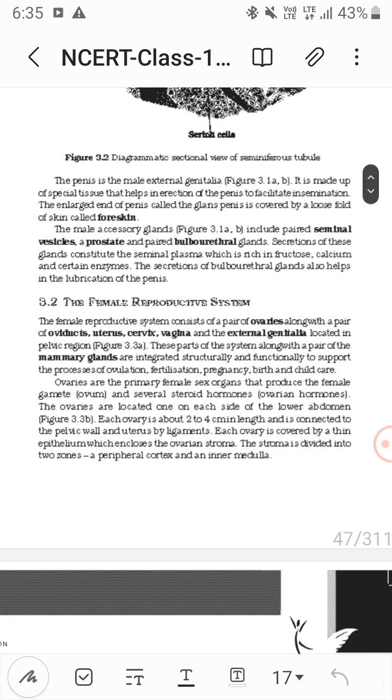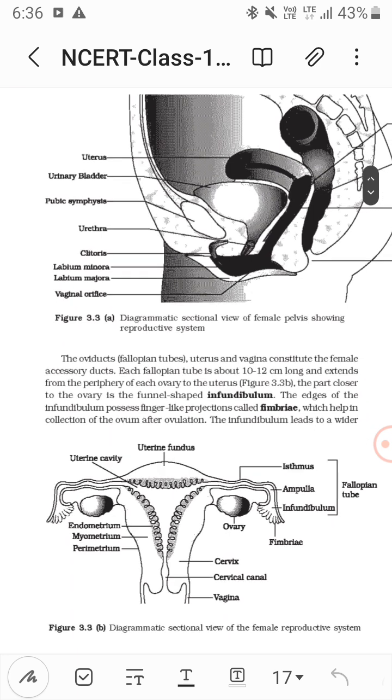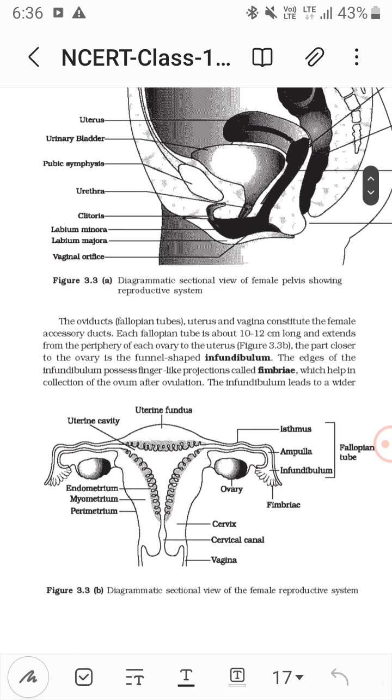The ovaries are the primary female sex organs that produce the female gamete, ovum, and several steroid hormones, that is estrogen and progesterone. These are the ovarian hormones. The ovaries are located one on each side of the lower abdomen. The oviduct, that is fallopian tubes, uterus, and vagina constitute the female accessory ducts. From the periphery of each ovary to the uterus, the fallopian tube extends.